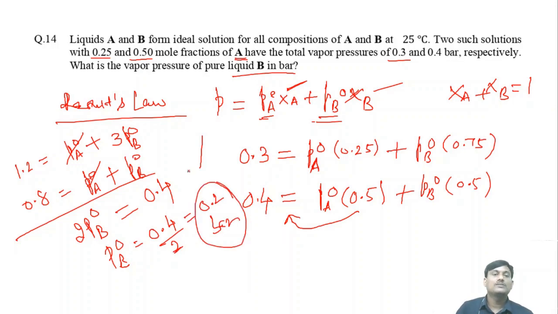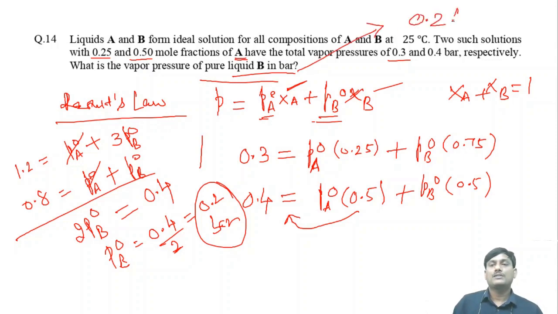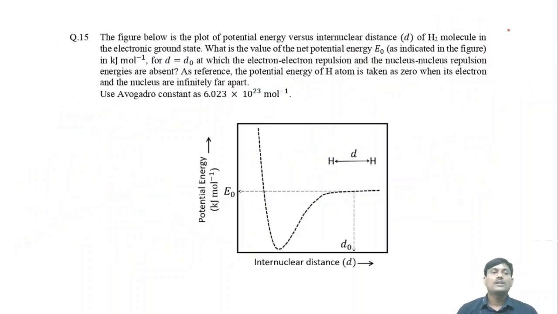So what is the option? The vapor pressure of pure liquid is 0.2 bar. Okay, the figure below is a plot of potential energy versus internuclear distance d of H2 molecule in the electronic ground state. What is the value of the net potential energy E naught? You have to find the net potential energy E naught in kilojoule per mole.